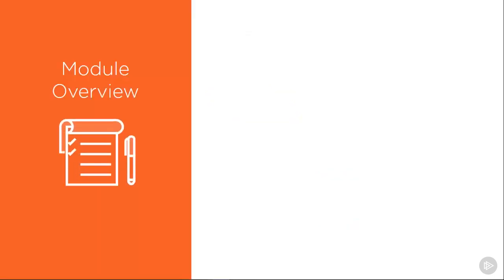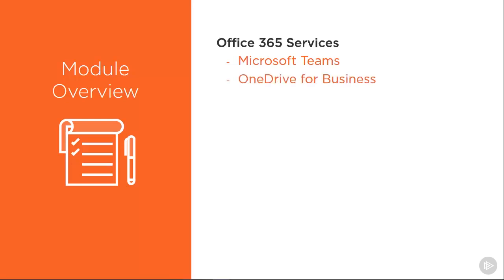Now, in this module, I want to provide you an overview of the different services. So, for instance, within the Office 365 services realm, as I mentioned, we have Microsoft Teams. Well, what is Microsoft Teams? I'm going to provide you an introduction to that shortly, as well as OneDrive for Business, Flow and Power Apps, and even Staff Hub, if you haven't heard of that.